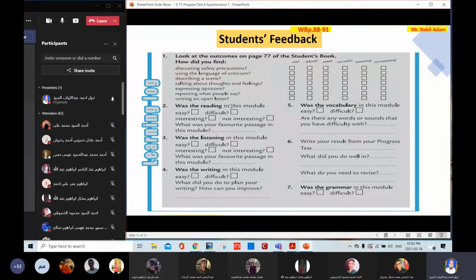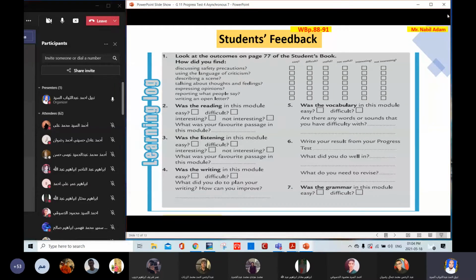How did you find using the language of criticism? How did you find describing a scene? How did you find talking about thoughts and feelings? How did you find expressing opinions? You have to tick one of these boxes, giving your opinion about the curriculum. What have you learned? Was the reading difficult or easy? Was the listening easy or difficult? What about the writing? Okay, this is what you should do concerning your point of view or feedback concerning the last module.